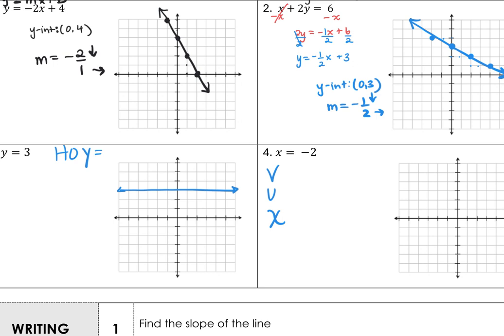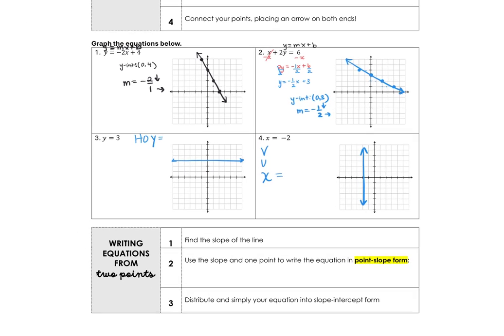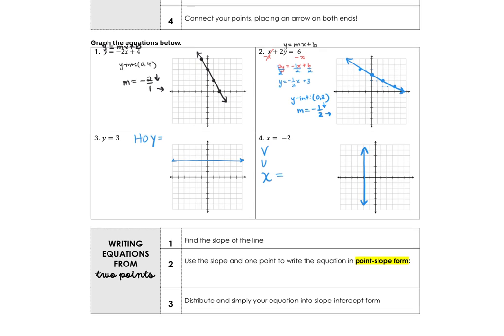And then the acronym, this VUX, is to remind you that vertical lines have an undefined slope, and their equations will always be x equals wherever they go through the x-axis. In this case, it goes through the x-axis at -2. So we're going to draw that vertical line that goes through the x-axis at -2, and then we're done. We've graphed x is equal to -2. Any questions on graphing?